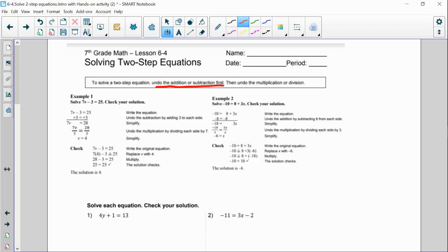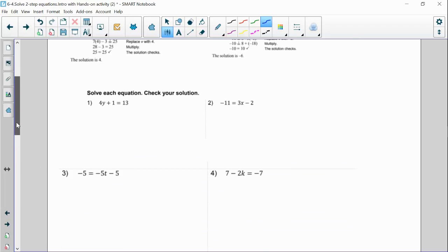First, you do any addition or subtraction. Then you do your multiplication or division. Okay, so eventually you're going to have division, but not this time around. I think this is still all just multiplication.